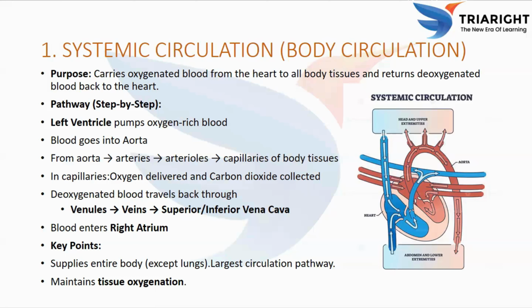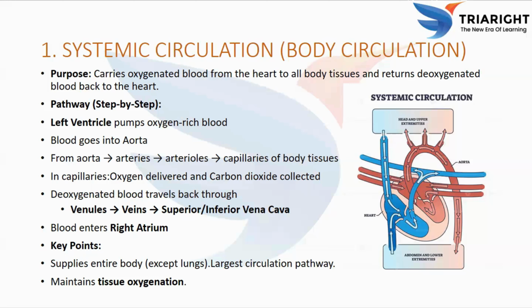What are the points you have to remember about the systemic circulation? It supplies the entire body except the lungs. It is the largest circulation pathway. It maintains the tissue oxygenation. It ensures every body cell gets oxygen and nutrients.